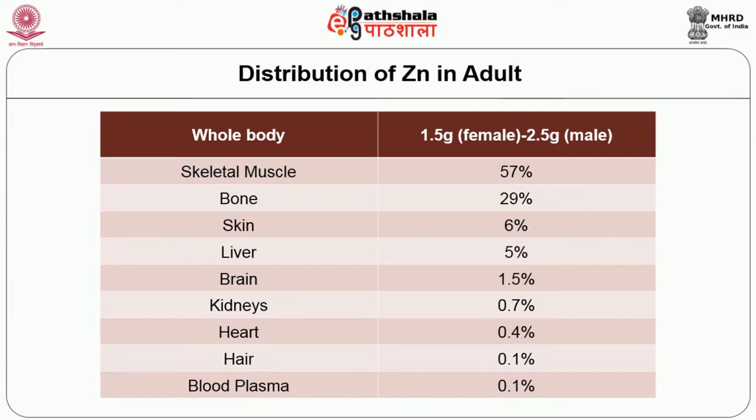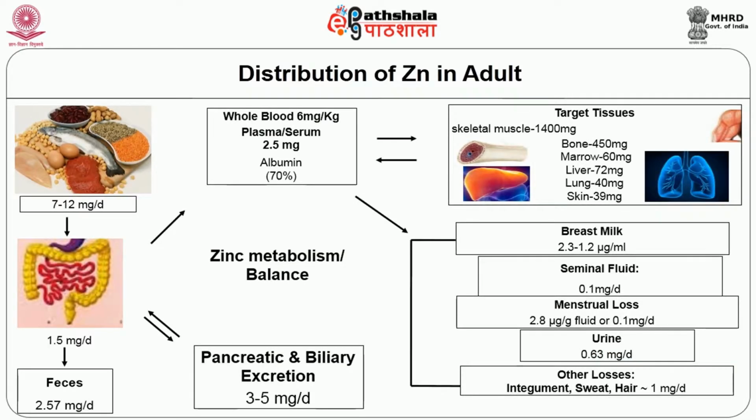biological reactions. Now I will discuss zinc metabolism, also known as zinc balance, because it integrates different aspects of metabolism. On one side you can see dietary intake, the dietary sources, which is around 7 to 12 milligrams obtained from the diet we take. There is also another source, the endogenous source, from the body itself.